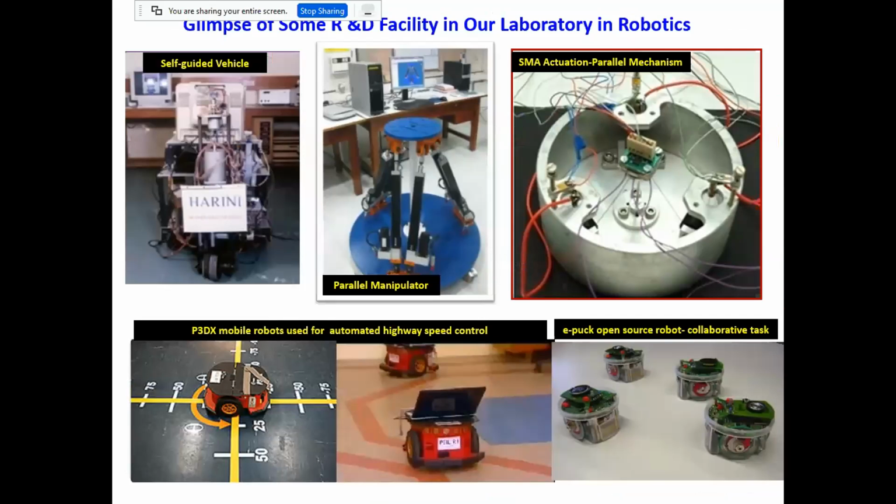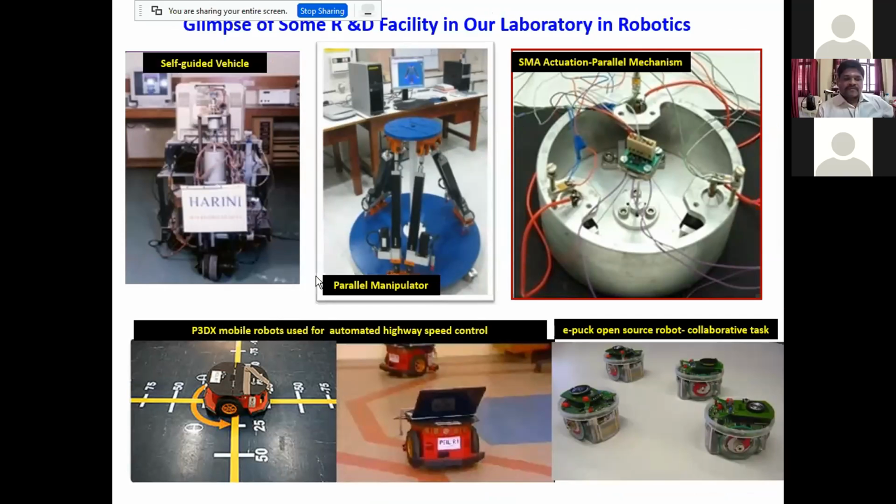Now we'll see some of the facilities developed in our laboratory under the robotics area. The first one is a self-guided vehicle, Harani, the first in India, developed in IIT Madras, which will navigate on the ground. Currently, we have developed the parallel manipulator for underwater robotics. These joints are patented. These joints are used to position this top table in any orientation. Then the middle one is a flexural tube. These are all the actuators.